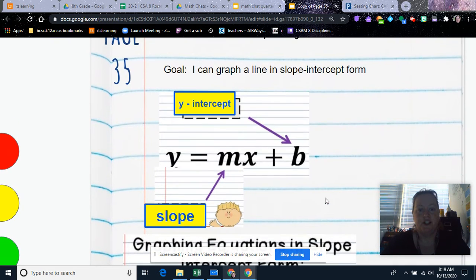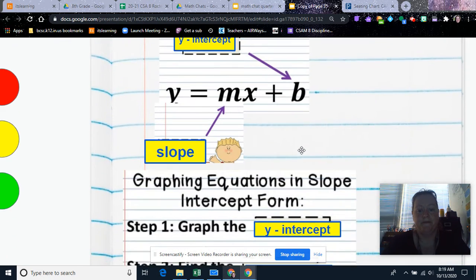So this first part should seem like a review, but first, our goal is I can graph a line in slope-intercept form. And so you're going to click and drag, and the y-intercept is your b. That is your beginning number. That is the number that's by itself. And the m is the slope. That is the one that multiplies by x. This is how much it changes each time. And so your slope is going to be the number with the x. Your y-intercept is the number that's by itself.